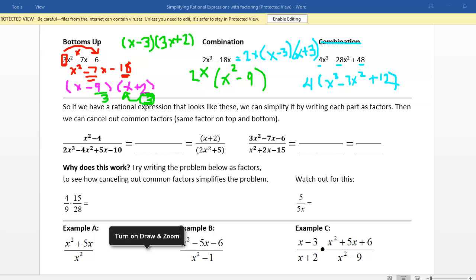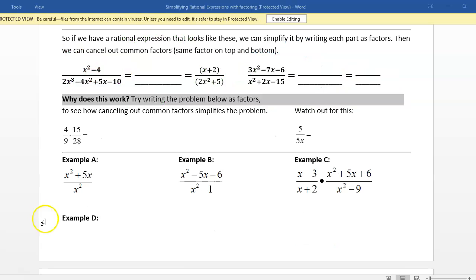All right, guys, let's move on. Now that we warmed up with all of the factoring, we're going to use this same method to simplify rational expressions by factoring each part, the numerator and the denominator. Then the next thing we're going to do is cancel out common factors from top to bottom.